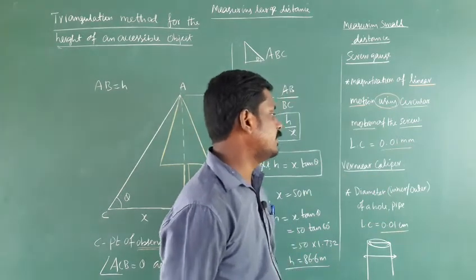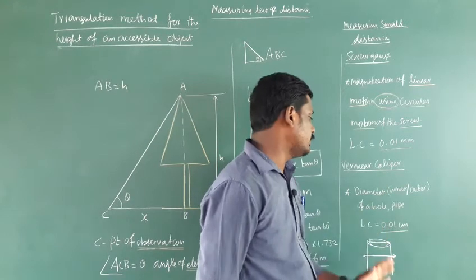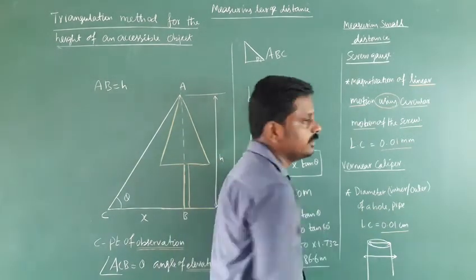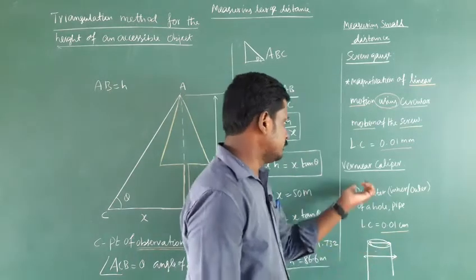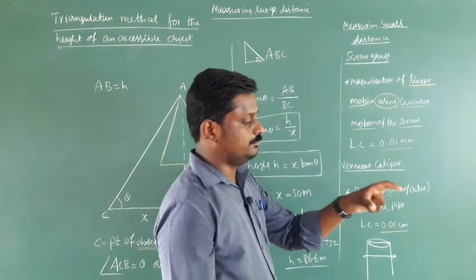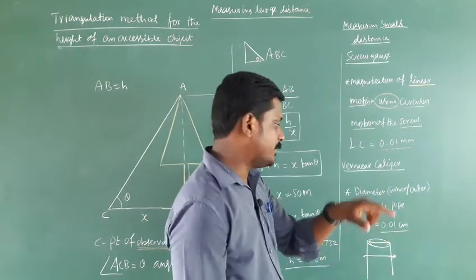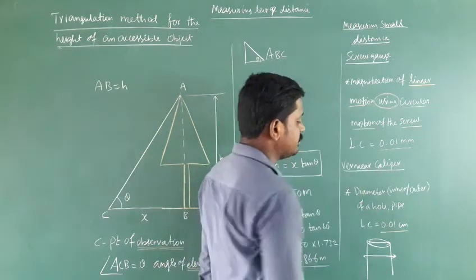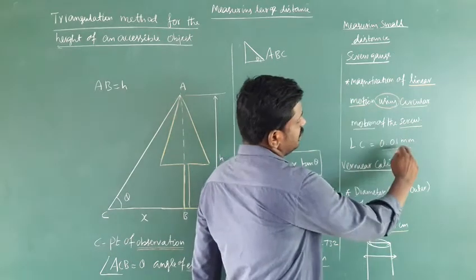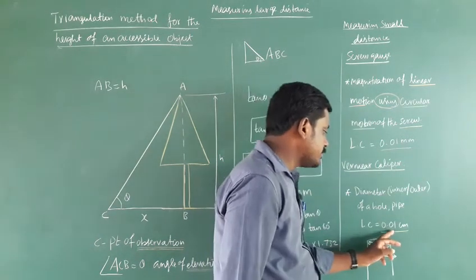Next, the vernier caliper. It is used to find the inner as well as outer diameter of a hole or pipe. Consider a pipe, I can find the inner diameter using a vernier caliper as well as the outer diameter. For the outer diameter we use the lower jaws. To find the inner diameter we use the upper jaws. What is the vernier caliper's least count? That is 0.01 centimeter. The screw gauge is 0.01 millimeter, and the vernier caliper is 0.01 centimeter.